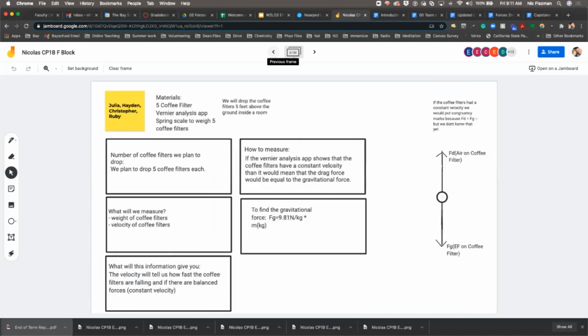Julia, Hayden, Christopher, and Ruby. We also decided to use 5 coffee filters along with the vernier analysis app and spring scales.